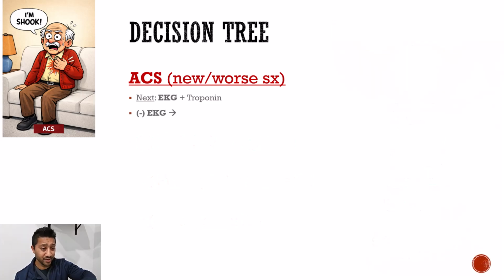Here again, whether you're dealing with an unstable angina or an NSTEMI, the treatment is the exact same if there are no ST elevations on that EKG. The most important thing that I need you to grasp here, there is no emergent PCI for these patients. Only STEMIs get emergent PCIs. NSTEMIs and unstable angina just get medication and only medication.